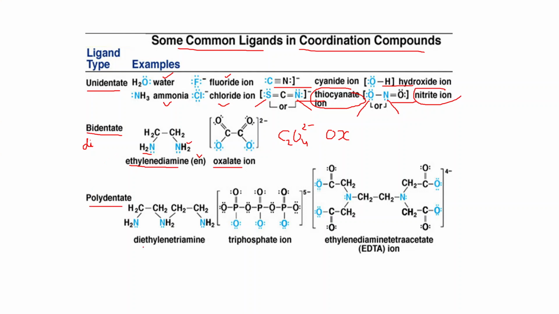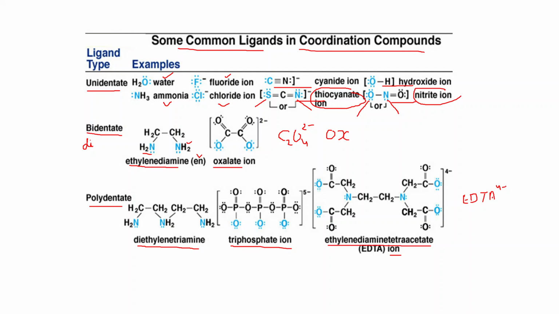Polydentate ligand. This is diethylene triamine, triphosphatine, and this is ethylene diamine tetraacetate ion. This is also written as EDTA, and this is 4 negative.